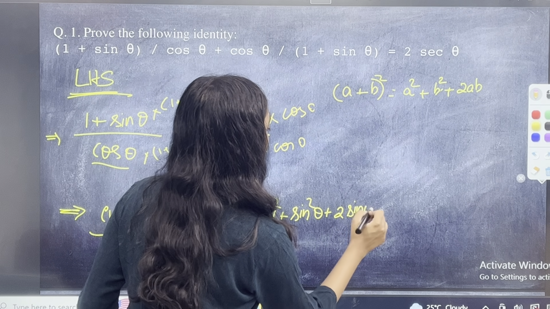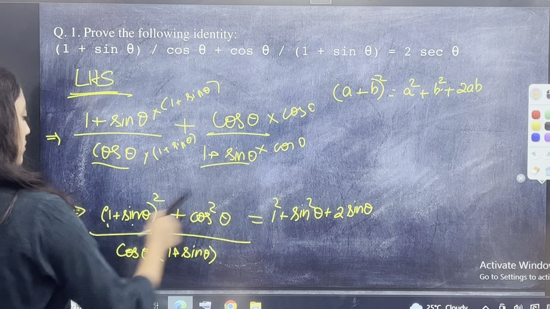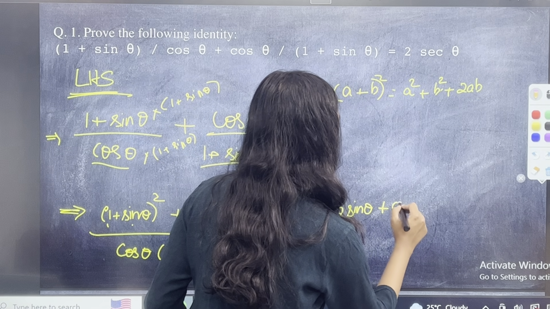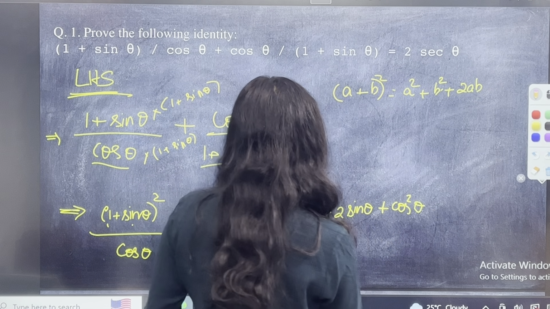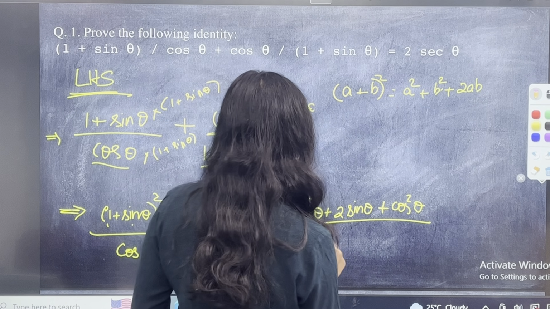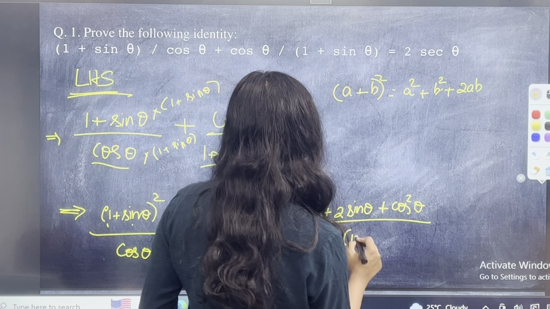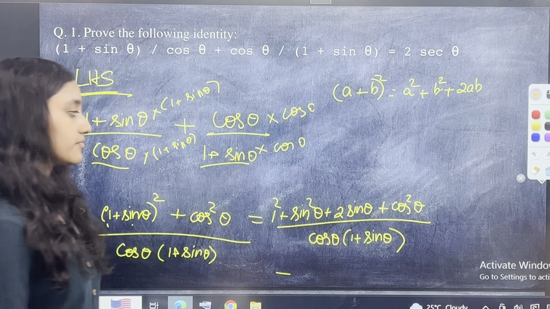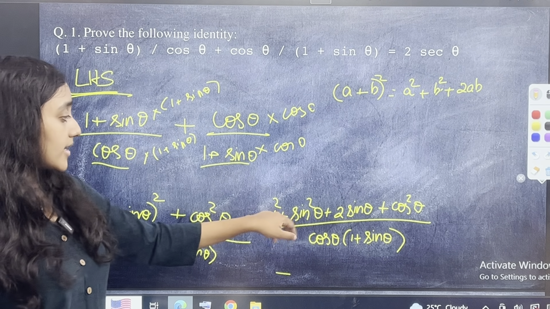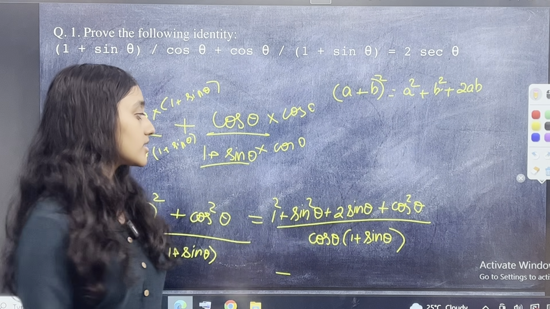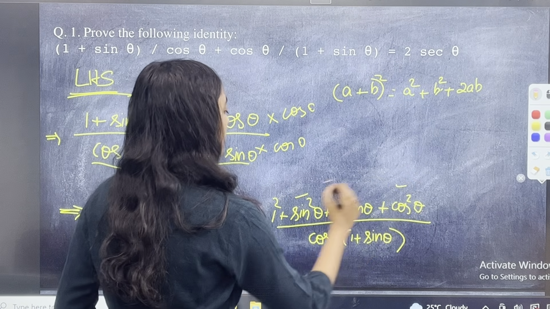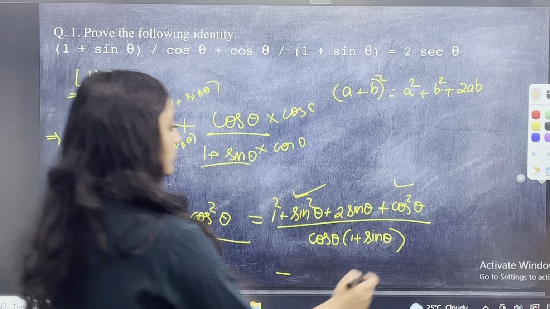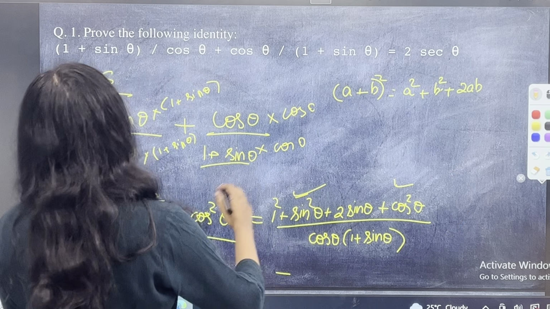plus 2 sine theta. How did 2 sine theta come? 2ab, 2 sine theta, plus cos square theta, divided by, we will continue the same thing, cos theta into 1 plus sine theta. Got it? Now sine square theta plus cos square theta, what is it? 1. So let's go to the next page.